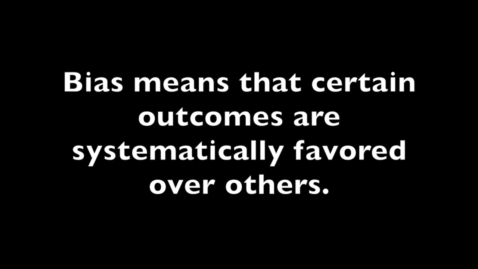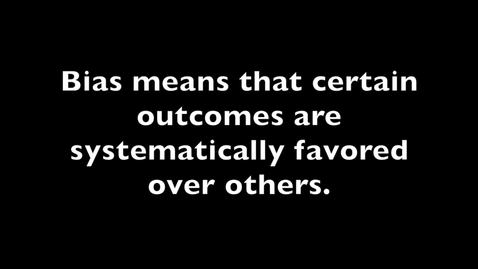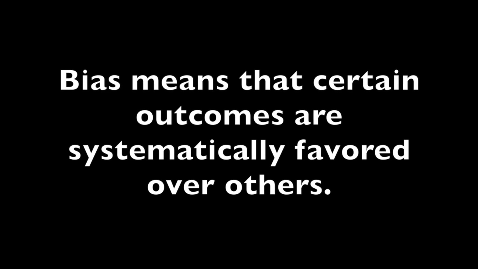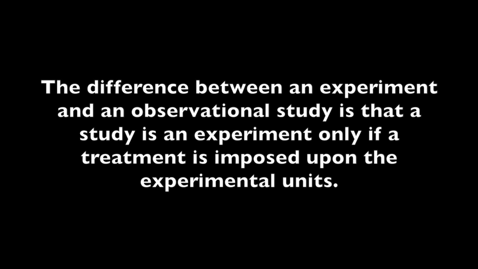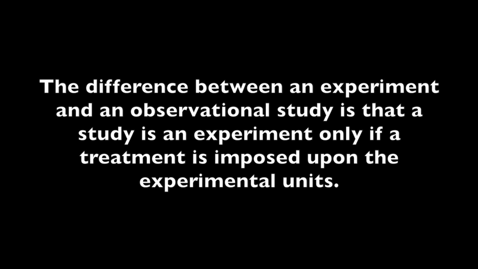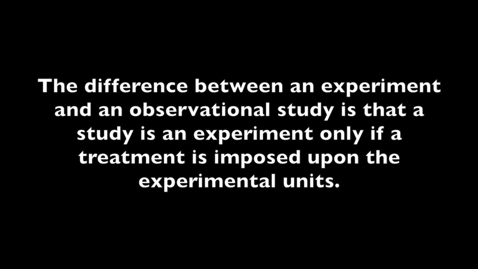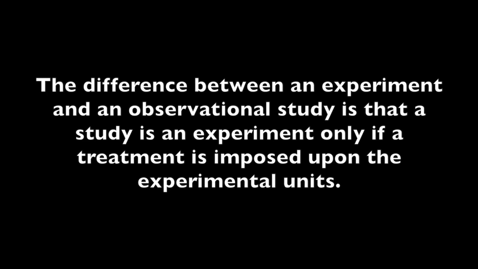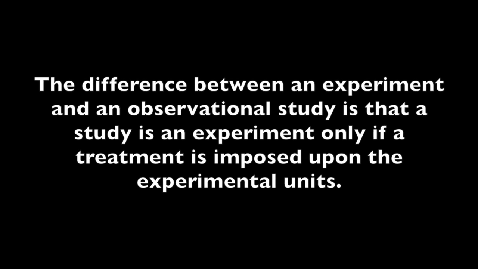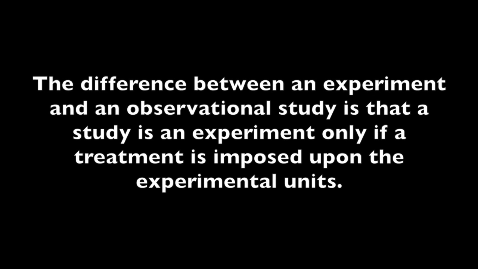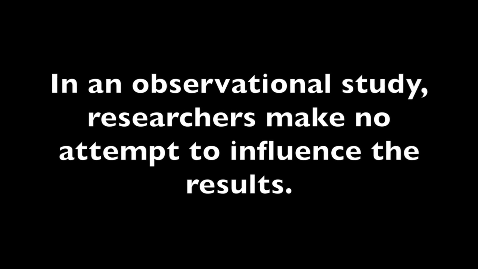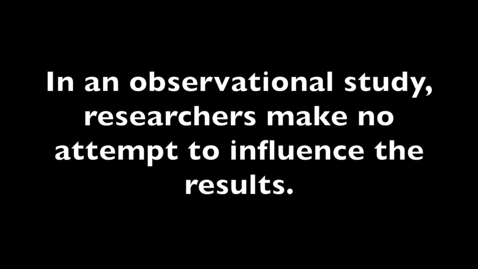Bias in an experiment means that certain outcomes are systematically favored over another. The difference between an experiment and observational study is that a study is an experiment only if researchers impose a treatment upon the experimental units. In an observational study, researchers make no attempt to influence the results.